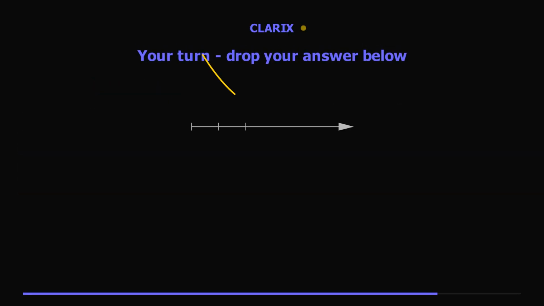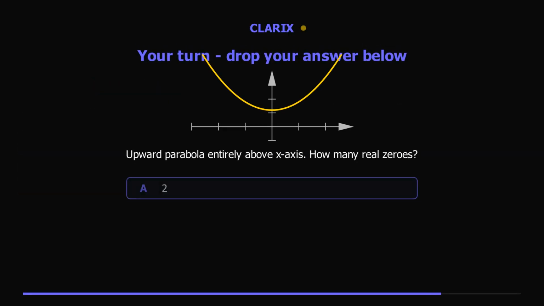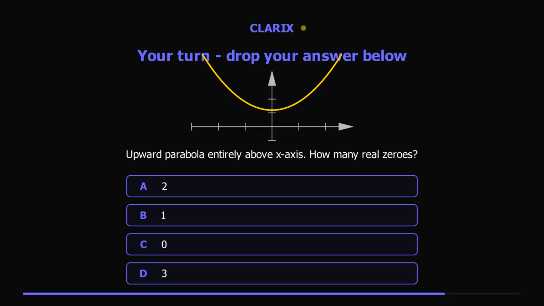Your turn. A parabola opens upward and sits entirely above the x-axis, never touching it. How many real zeros does that polynomial have? A, 2, B, 1, C, 0, or D, 3.